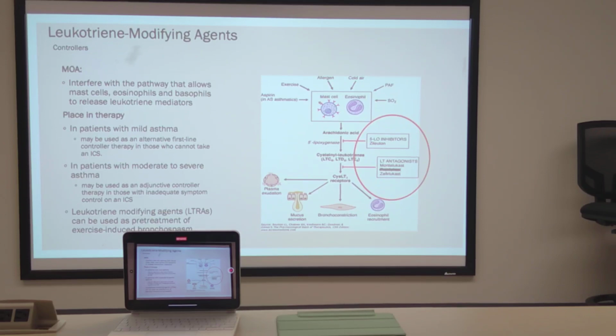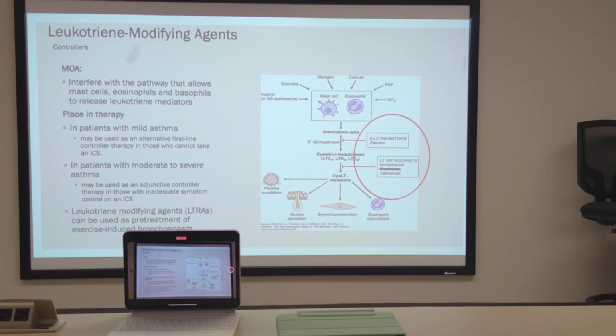Leukotriene modifying agents. So there are two distinct classes of our leukotriene modifying agents. You have your leukotriene receptor antagonists, LTRAs, and then you have your 5-lipoxygenase inhibitors. Essentially, these selectively block your leukotriene receptors to counter the respiratory inflammation. So they both interfere with the pathways that essentially allow your mast cells, eosinophils, and basophils to release those leukotriene mediators. So basically reducing your symptoms that are associated with the inflammatory process of asthma.